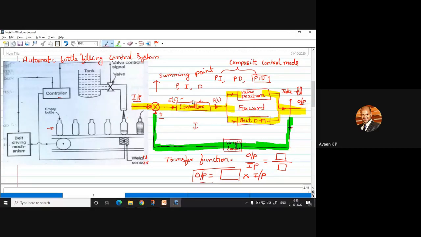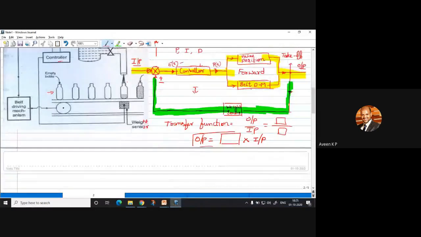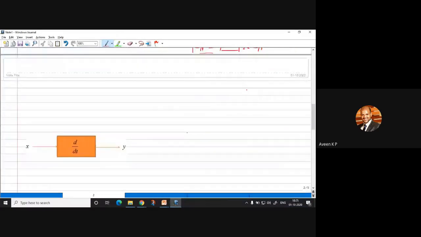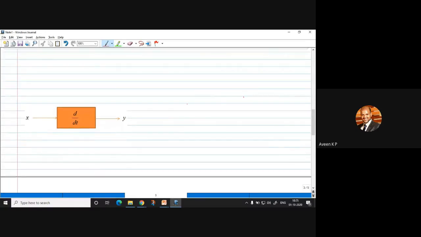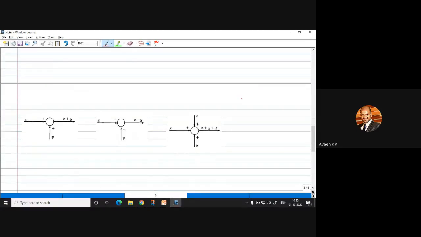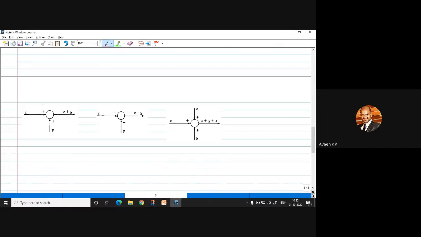So next, we shall move on to the simple. This is the representation of a block. And here also this is a summing point. I just kept what is the purpose of summing point.